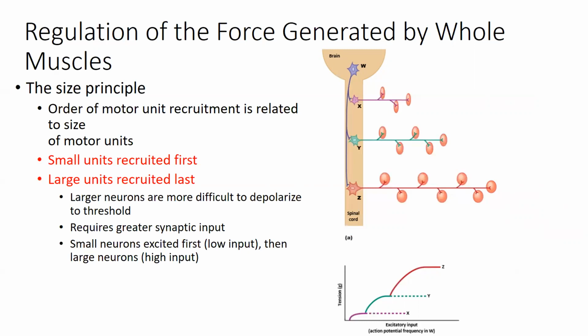And the reason we do this is because the larger neurons are much more difficult to depolarize. Okay, it's going to take more energy to depolarize this bigger neuron.